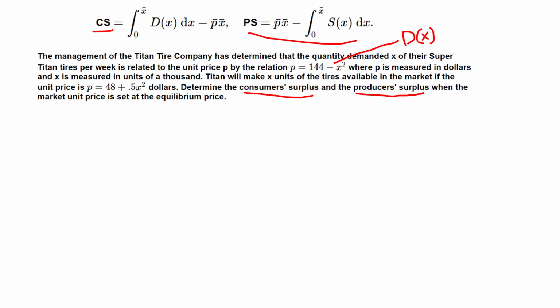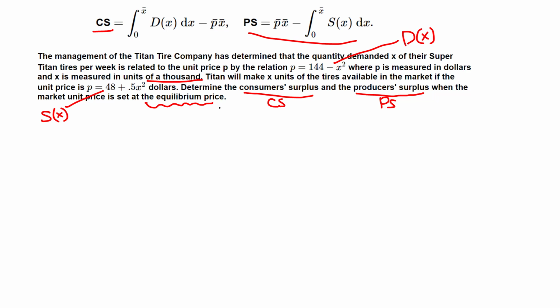D in terms of x, where P is measured in dollars and x is measured in units of 1,000. So we need to multiply by 1,000 at the end. And this is the supply function. Now we need to determine this when the market unit price is set at the equilibrium price. So we need to determine the equilibrium price here first.